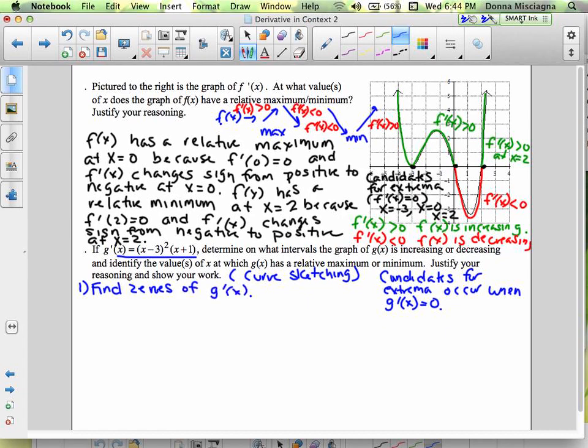Well, that's pretty easy because it's factored. So we have 2, right? We have x equals 3 and x equals negative 1. That's it. We just said x minus 3 equal to 0, and we said x plus 1 equal to 0. And we have our two zeros.